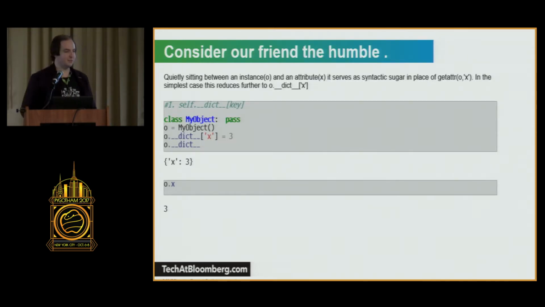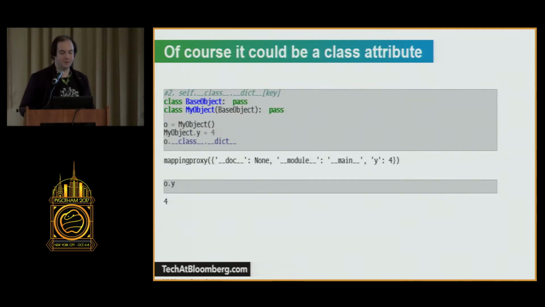Let's go ahead then and consider our friend the humble dot. Normally we have the dot, and it's just sitting there between the O and the X when we access an attribute off one of our instances, and it's just syntactic sugar instead of calling getattr O of X. And even in the simpler case, it's just going into __dict__ and pulling up X and returning that. Of course, maybe it's not. Maybe it didn't find anything there, and it goes off to the class's __dict__ and finds Y is there and returns that.